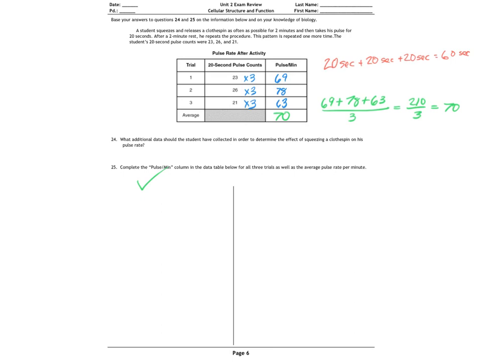Now, when we come back to number 24, what additional data should the student have collected in order to determine the effect of squeezing a closed pin on his pulse rate? So basically, the student has been squeezing the closed pin and he counted his pulses. But if he really wants to know what the effect of squeezing is, then he really needs to know what his normal pulse rate is.